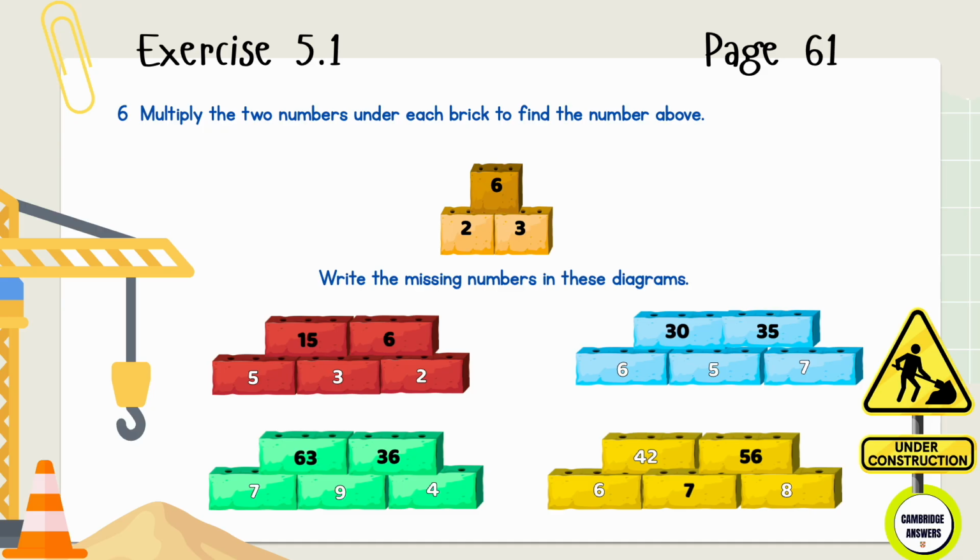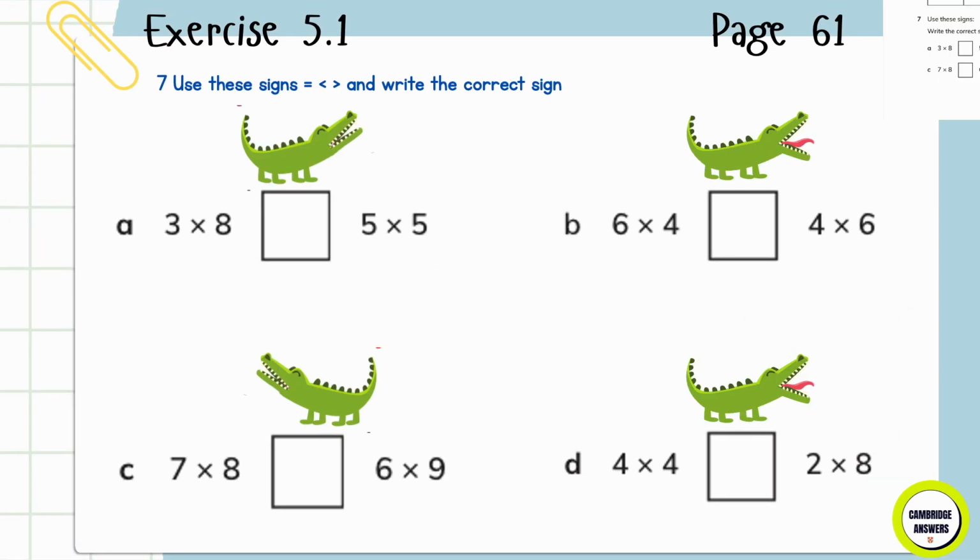Great job, builders. Okay, team, our hungry crocodiles are ready. Remember, they always chomp the bigger number. 3 times 8, 24. 5 times 5, 25. Chomp. The crocodile turns to 25 because 24 is less than 25. 6 times 4, 24. 4 times 6, 24. No chomp today. Both are the same, so we write equals.